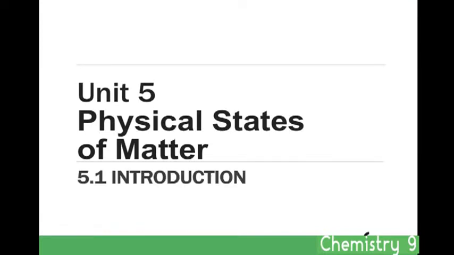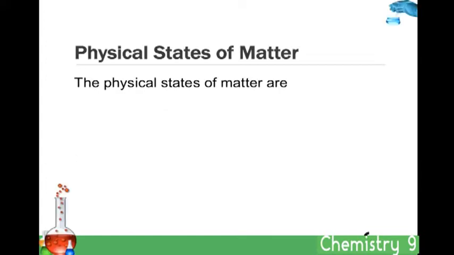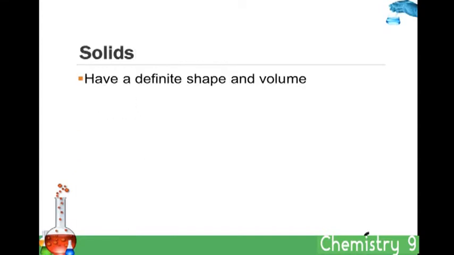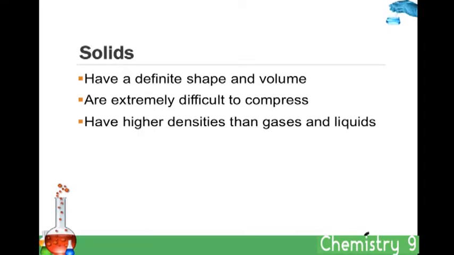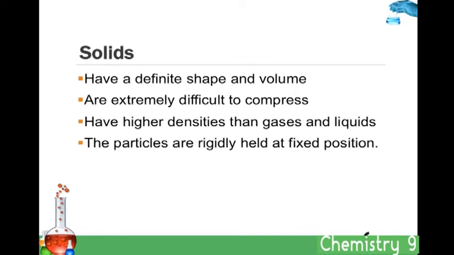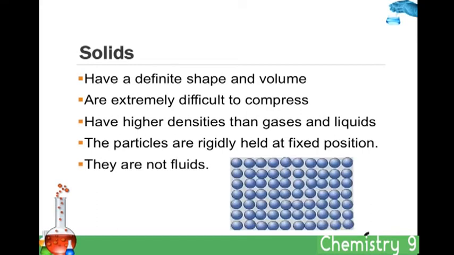Subunit 1, Introduction. The physical states of matter are solids, liquids, gases, and plasma. Solids have a definite shape and volume. They are extremely difficult to compress. They have higher densities than gases and liquids. The particles are rigidly held in a fixed position. They are not fluids. You can see in this picture the way that atoms are arranged in a solid.